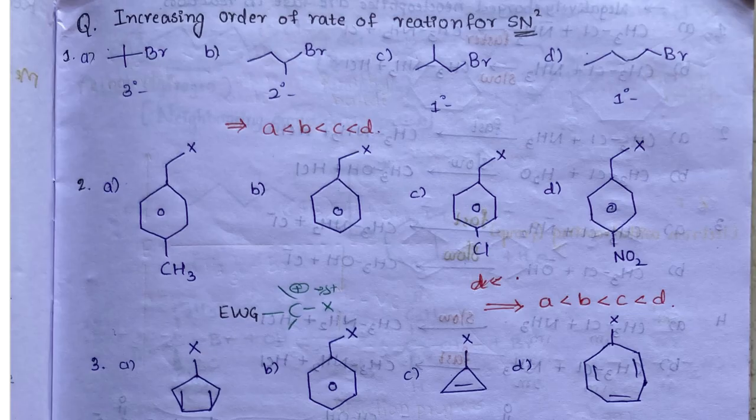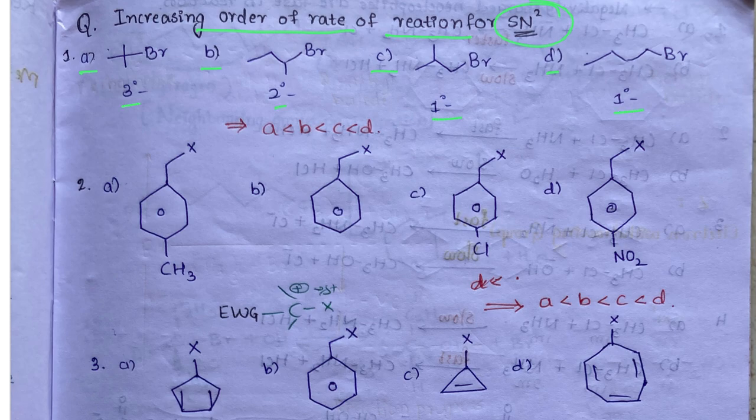After knowing all the concepts of SN2 and SN1, now we have to solve some questions. Arrange in increasing order of rate of reaction for the SN2 reaction. Options A, B, C, D are given. When substrates are given for the SN2 reaction, what do we focus on? First, it should be less substituted, and the carbon attacked by the nucleophile should be more electrophilic. Here the Z groups are not electron withdrawing groups, only the leaving group is present, so we focus on primary or methyl groups. Now this is primary, tertiary, secondary.